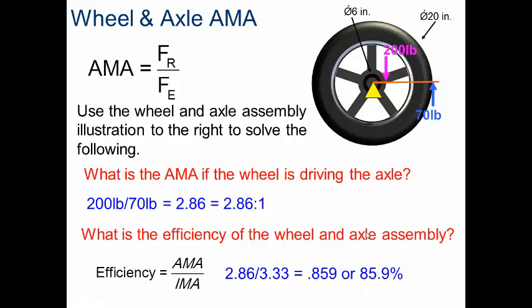I could do this exact same math with a different scenario, so I could have my axle driving my wheel, and all you would see is the numbers trade places where they're at. Now again, if my axle is driving the wheel, my mechanical advantage is going to be less than 1.